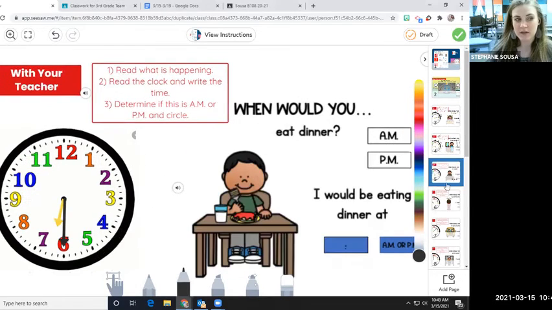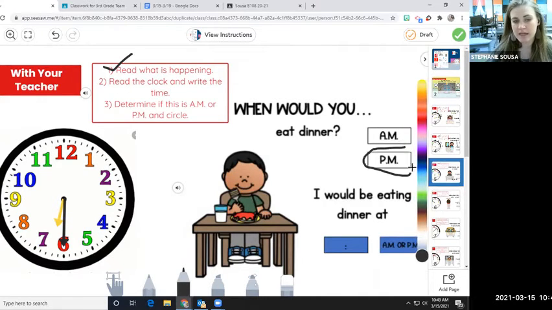Okay. This next one is the last one that we're going to do together. Slide 5. Read what is happening. Okay, let's read it. When would you eat dinner? Look at that spaghetti. That looks delicious. We eat dinner after noon, after the 12 o'clock noon. So that is PM. Okay.